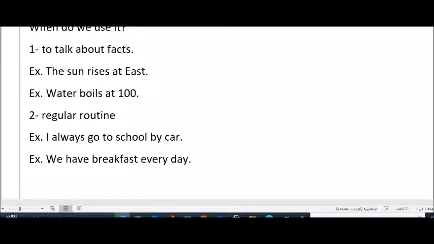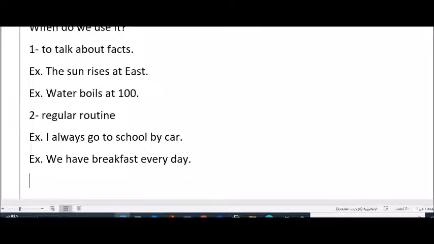When we read this sentence, we know that this action happens all the time and is repeated again and again and again. So facts, things that are true, they don't change. They may not be happening now, but they happen all the time. The sun rises at east. All the time you find the sun at east. Water boils at 100 degrees. This is always true. When you take water and boil it, it will boil when it reaches 100 degrees.